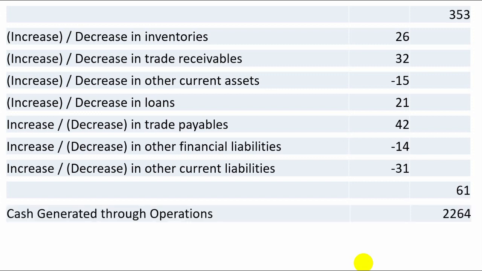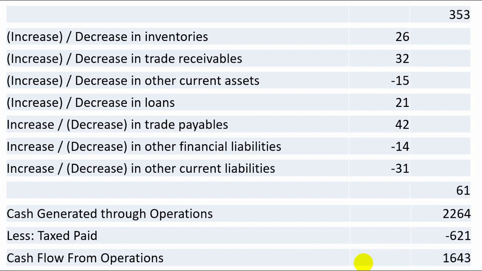So finally, we see that some cash has been generated through operations. The total is around 2,264 crores. Out of this, finally, we adjust for any taxes paid, which is 621 crores. And we have our cash flow from operations. So from the profit and loss account, we do a reverse entry to do adjustments for the non-cash and non-operating items, as well as for any changes in the working capital. And this way we calculate the cash flow from operations.